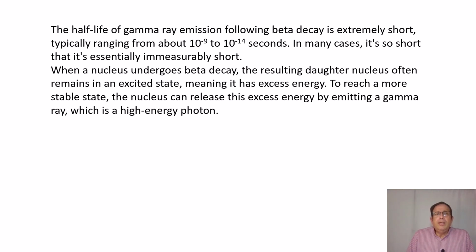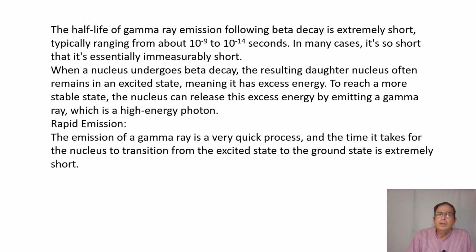When the nucleus undergoes beta decay, the resulting daughter nucleus often remains in the excited state, meaning it has excess energy. To reach a more stable state, the nucleus can release this excess energy by emitting a gamma ray, which is a high energy photon. So this rapid emission of the gamma ray is a very quick process, and the transition time that is required for such a process is extremely short.